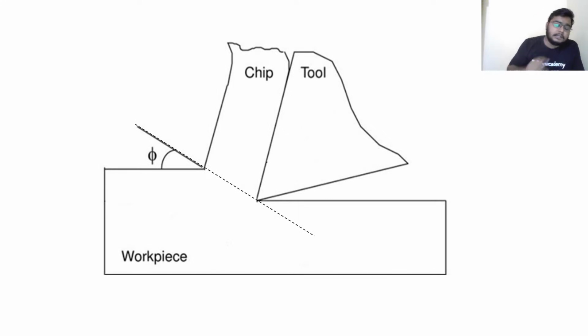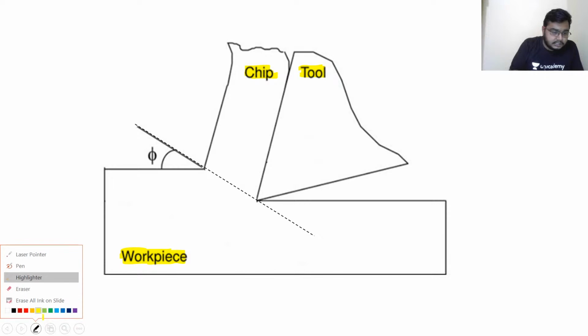See, this is the workpiece. Fine. So this is a tool, right? This is a tool, and this is a chip. Okay, this is a chip, and this is a workpiece. I hope you all know these things, right? Because I have discussed these things in very great detail.